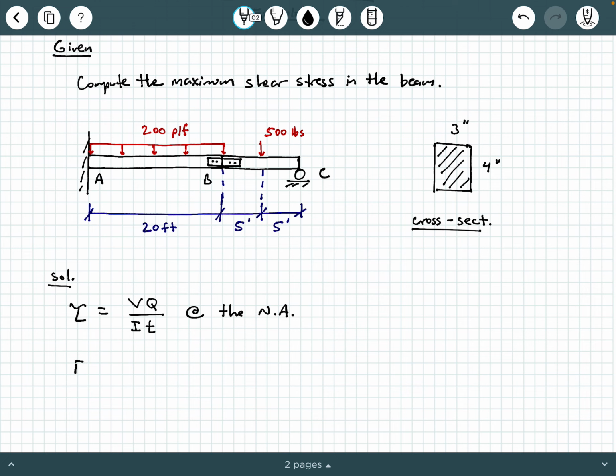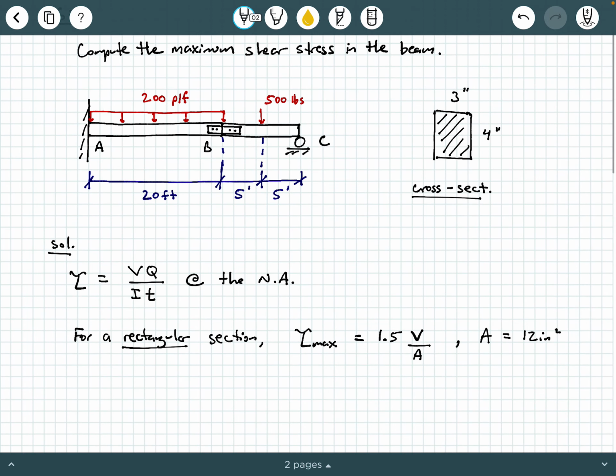So I'm going to make a note here: for a rectangular section, we can say tau max is equal to 1.5 V over A. Now what's A? A is just the cross-section area, so in our case, it's 4 inches by 3 inches, so that is 12 square inches. So we can go ahead and check off A right here.